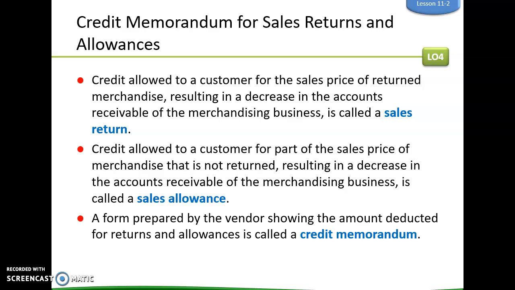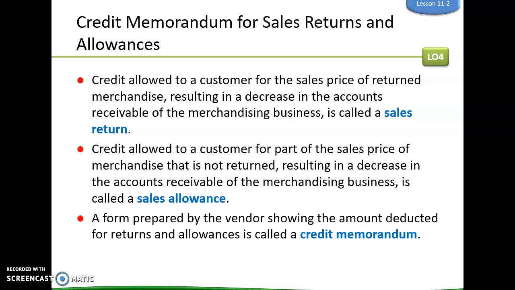So like I said, credit allowed to a customer for the sales price of returned merchandise, so they can use it at a later time, resulting in a decrease in the accounts receivable of the merchandising business, is called a sales return. Credit allowed for a customer for part of the sales price of merchandise that is not returned, resulting in a decrease in the accounts receivable of the merchandising business, is called a sales allowance.